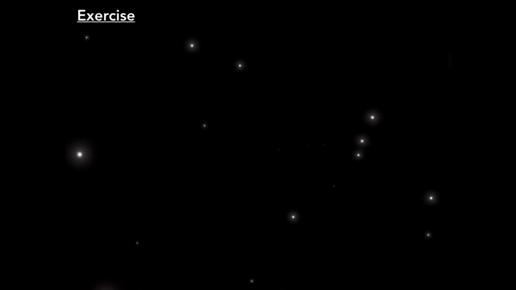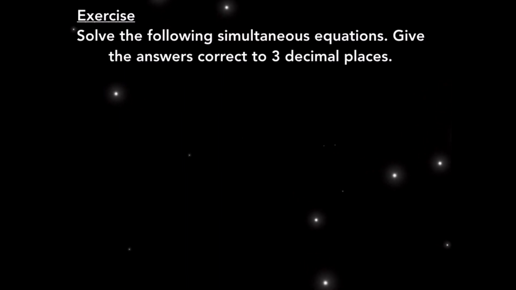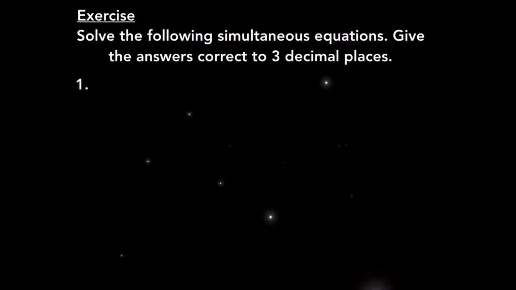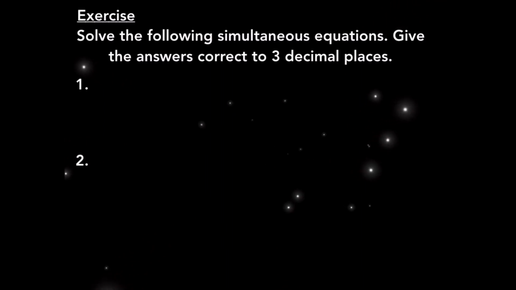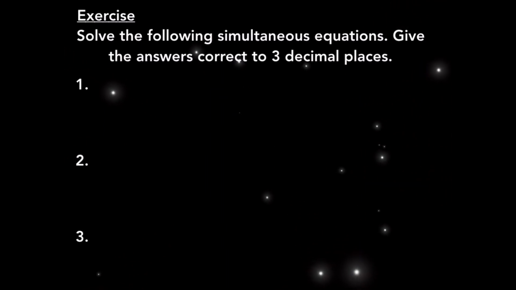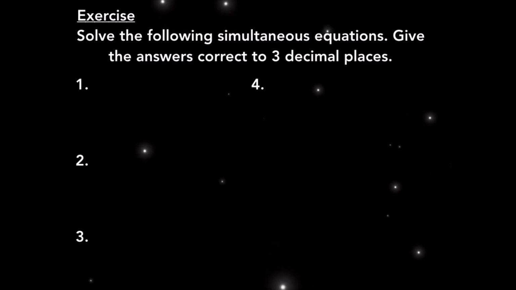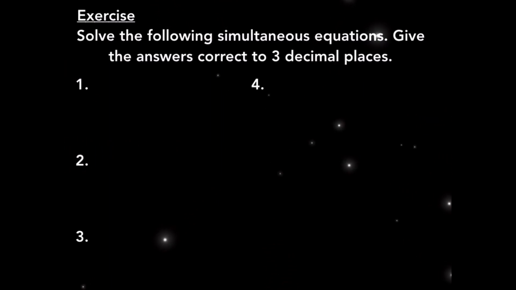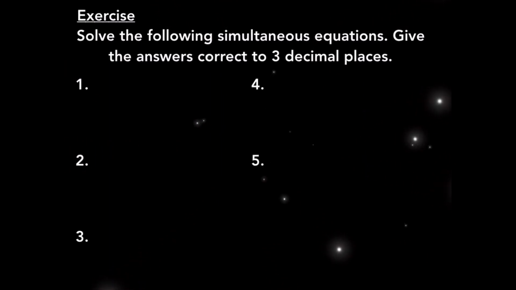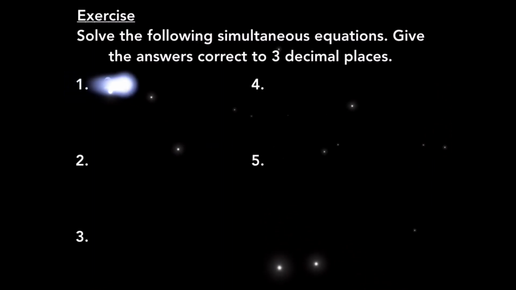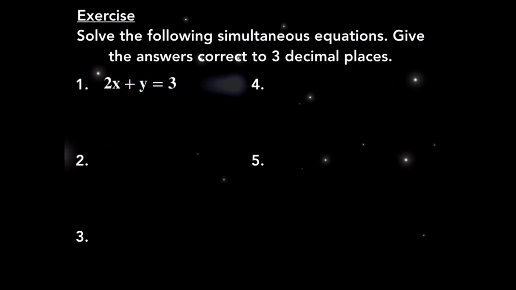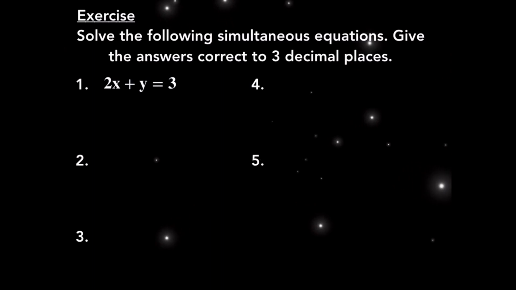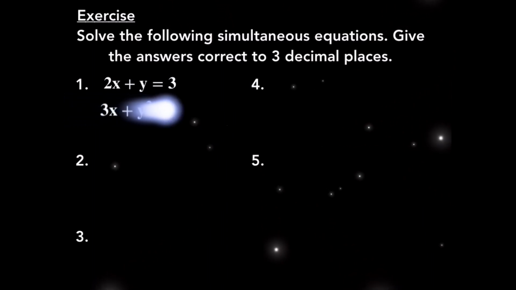So now I'm giving you 5 questions as exercise. The instructions are similar: you have to solve the following simultaneous equations and give answers correct to 3 decimal places. Right, in SPM, if the question states that you have to give answers in 3 decimal places, you have to follow the instructions. If they say 4 significant figures, then you follow 4 significant figures.